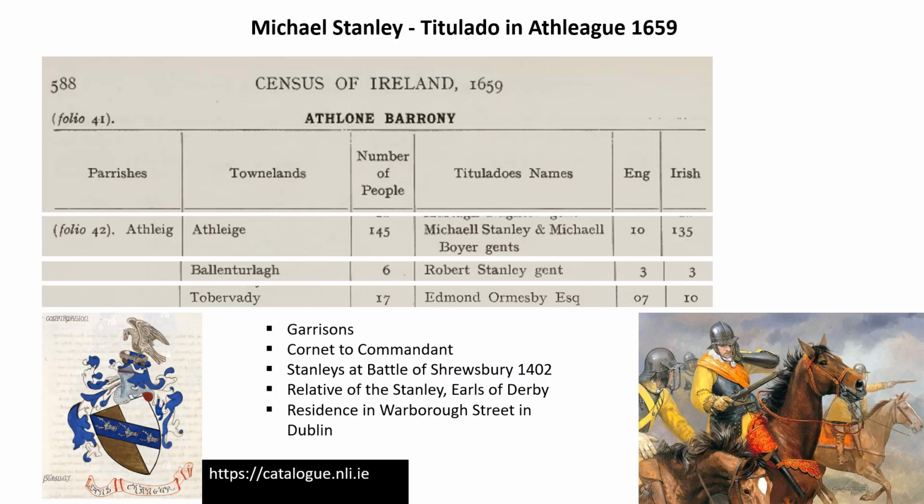Well, there is one. It's slightly more tenuous than the other ones, but again, that cluster that we have in Athleague and Tishrara, well, we see that Michael Stanley also has an association with Athleague. There's no land grants in Athleague parish, but in the 1659 census, again conducted by Petty while he was doing the Down Survey, we can see that Michael Stanley was a titulado, so an unofficial landholder in Athleague parish.